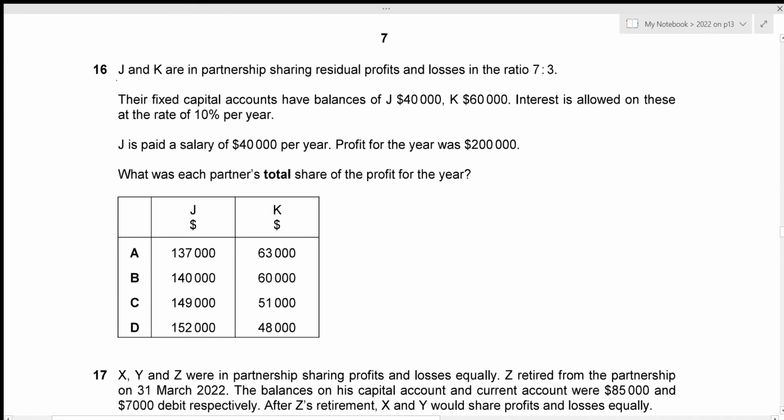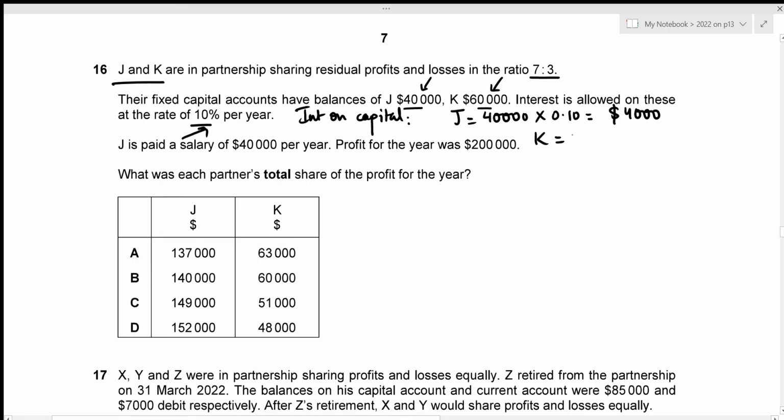J and K are in partnership, sharing residual profits and losses in the ratio 7:3. Their fixed capital accounts have balances of 40,000 and 60,000, and interest is allowed on these at the rate of 10% per year. Let's figure out the interest on capital. For J, that will be the capital amount of 40,000 times the interest rate of 10%, which you can write down as 0.10, which results in the value of 4,000. And for K, that will be the capital amount of 60,000 times the rate of 10%, which results in the amount of 6,000.